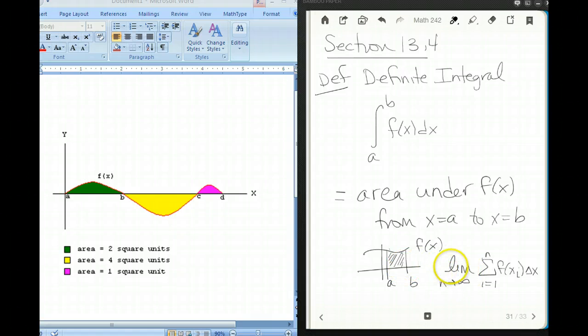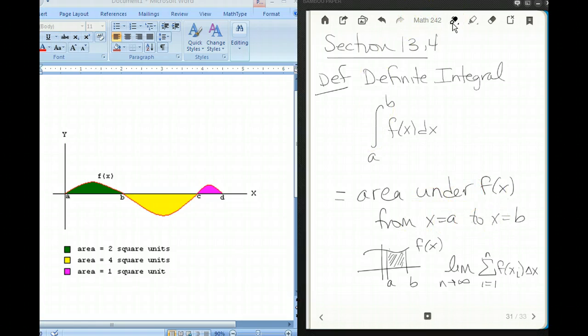Okay, so this is better notation. And we'll see in the next section, 13.5, why this notation is actually really useful. But for right now, all it means for us is geometrically the area underneath f of x from x equals a to b.